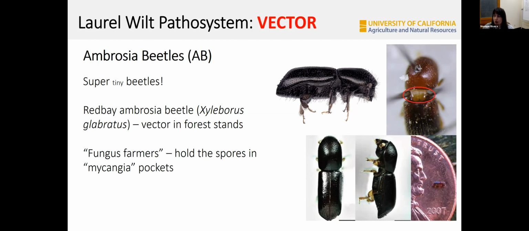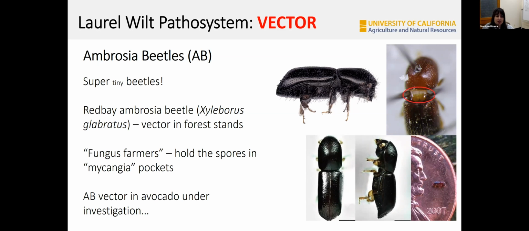And so a key thing to know about ambrosia beetles is they're fungus farmers, and they hold the spores in a structural pocket called mycangia. The mycangia is circled in red in the top right of the photos. It's basically just a little divot pocket in their exoskeleton that contains all the different spores of the various fungi that they carry with them.